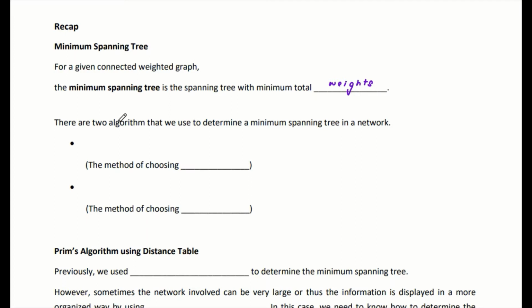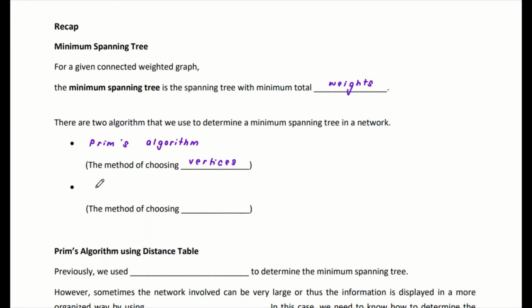There are two algorithms that we learned to determine a minimum spanning tree. The first one, which is the one officially stated in the syllabus, is called Prim's algorithm. We always remember this algorithm as a method of choosing the vertices. So you start with any vertex and slowly branch out your spanning tree by looking at which one is your nearest neighbor, so to speak.